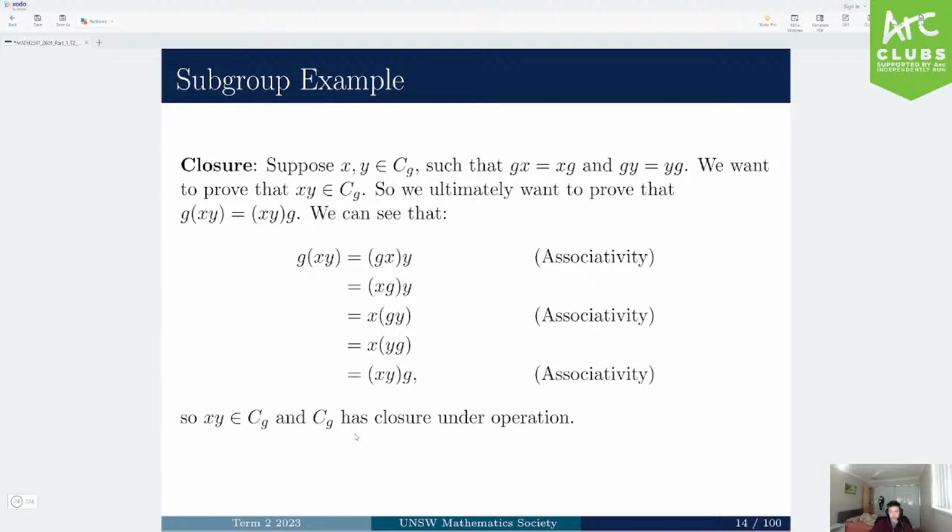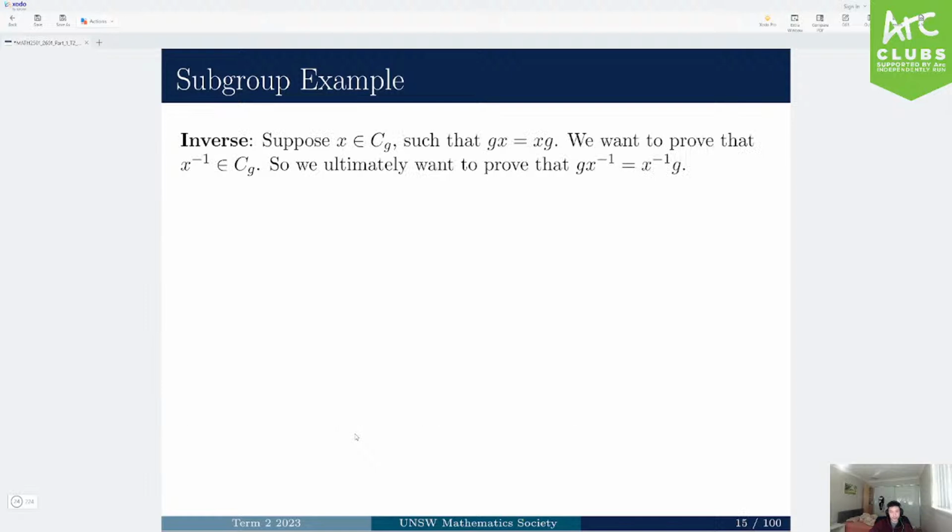We also have to prove that CG is closed under inverse. So again, suppose that x is any element inside the set CG, such that this condition holds, g times x is equal to x times g. We're trying to prove that the inverse is also an element of CG, right? So we're trying to prove that if we take g multiplied by x inverse, that equals x inverse times g.